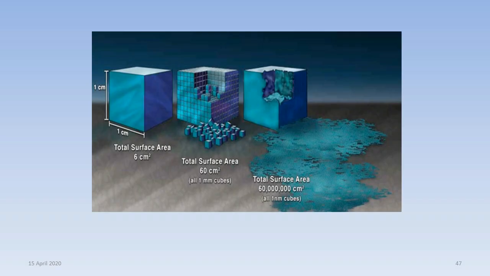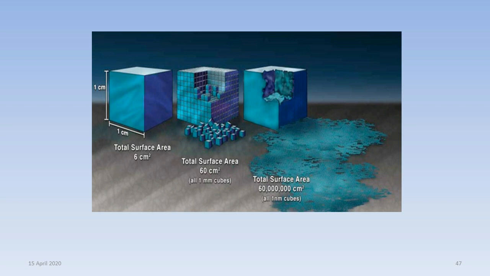Take a look at this comparison. A cube with 1 centimeter length gives 6 centimeters squared as surface area. The same cube, if divided into small cubes of 1 millimeter length, the surface area increases to 60 centimeters squared. And if the same cube is further divided into nano-sized cubes of 1 nanometer length, then the surface area becomes 60,000 centimeters squared. And if you convert that into meters squared, you will get 6,000 meters squared. So that is the very important thing.